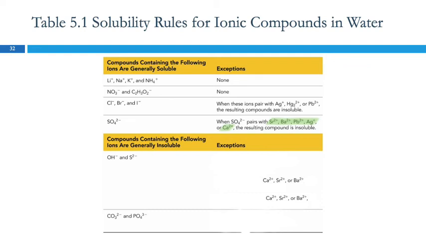So these guys, this is group 1A and ammonium. So lithium, sodium, potassium, the ions in group 1A, and ammonium. Those are the exceptions in that they are always soluble. So there'll be exceptions for these guys down here. And those are the only cations that you see in this table. The rest of them are anions. Any questions?